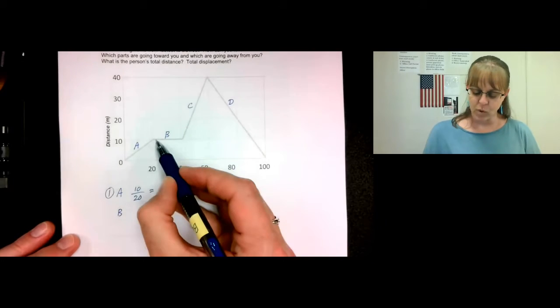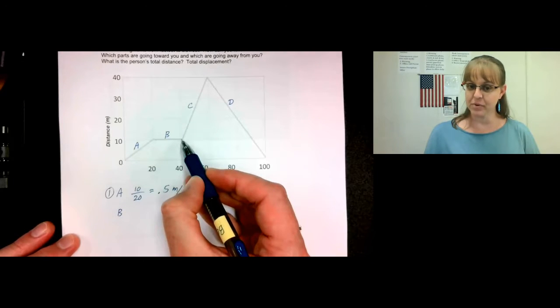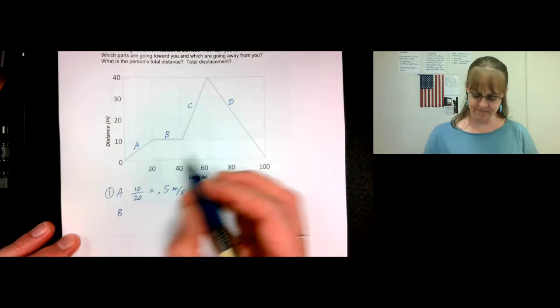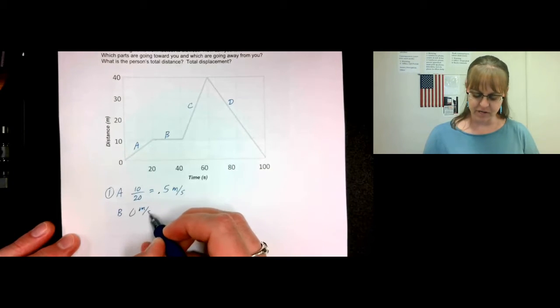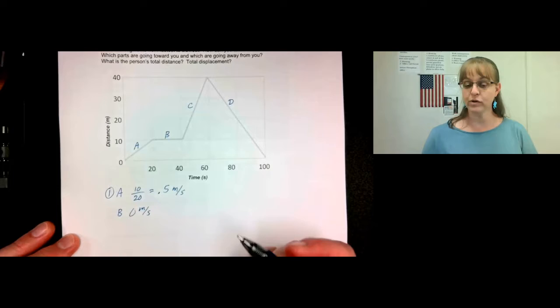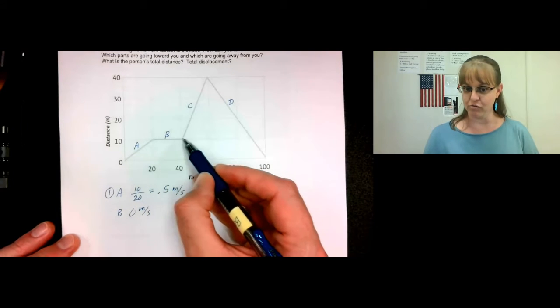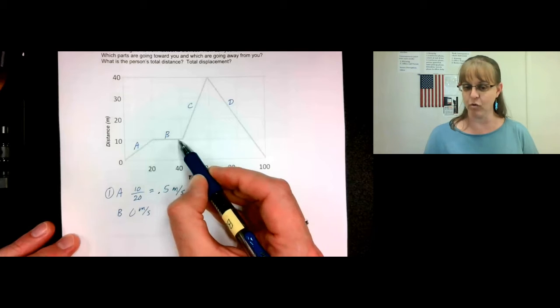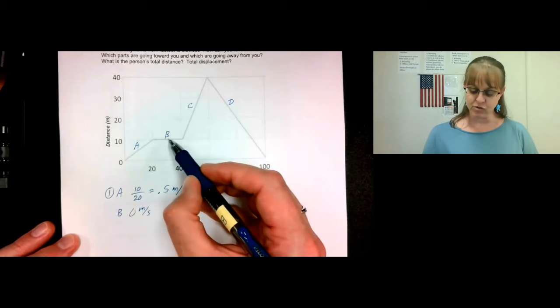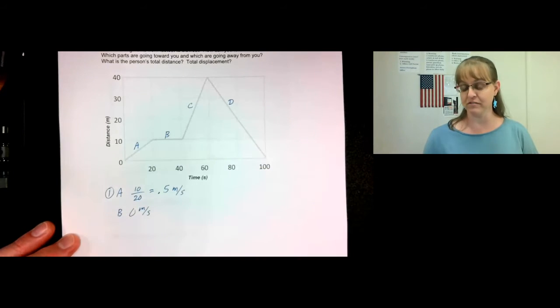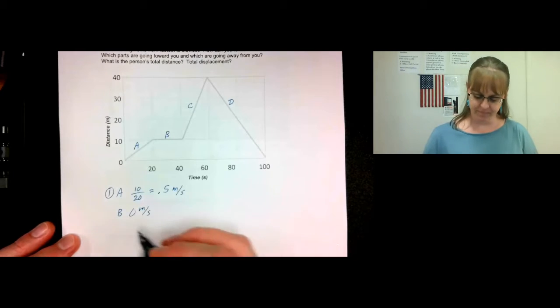For B, we have 0 slope, so we have 0 speed, 0 meters per second. If you would rather do the math, there's a rise of 0 over a run of, let's see, 20 to 40, that's a change of 20. So a rise of 0 over a run of 20, 0 divided by anything equals 0.